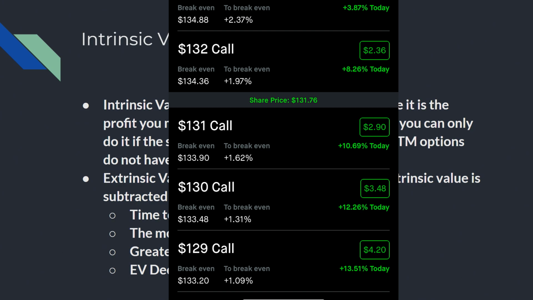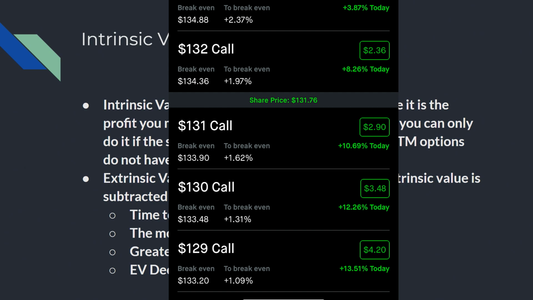So you have an intrinsic value of 76 cents per share. You'll make 76 cents per share because right now Apple's at 131.76. If you exercise it right now, you have the right to own Apple at 131, so you'll profit 76 cents per share. Let's do quick math on that: 76 cents times 100, so that would be $76.